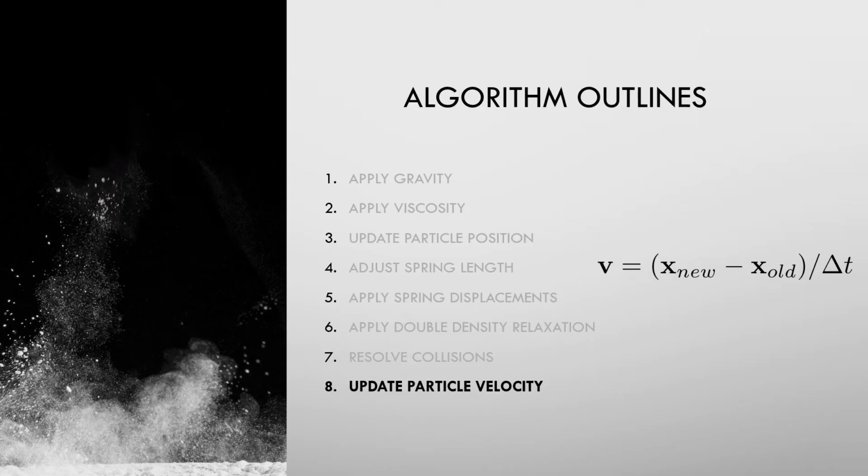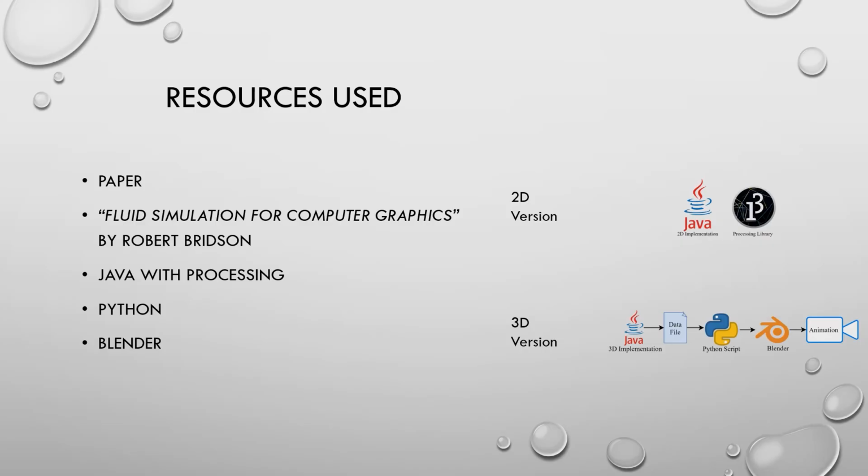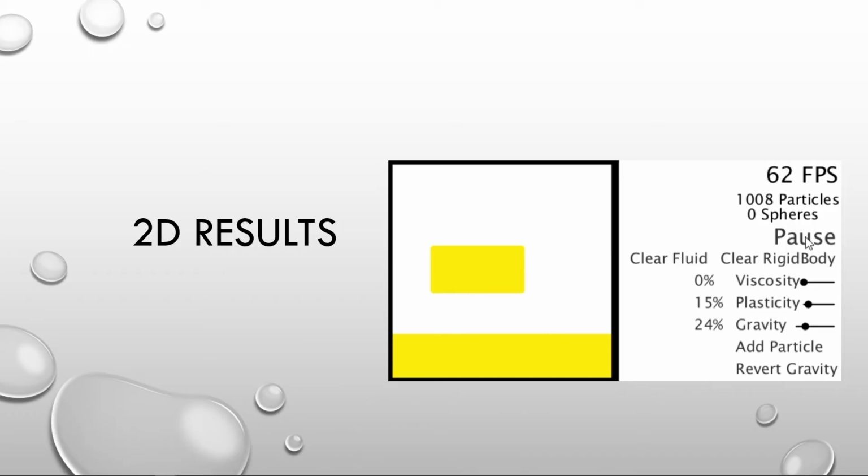In this project, I implemented the 2D and the 3D versions of fluid simulation based on this paper. I also referred to the awesome book Fluid Simulation for Computer Graphics written by Robert Bridson. The 2D version is written in Java with the Processing library, which provides convenient methods for drawing GUI. The 3D version extends on the 2D implementation. Instead of showing the GUI, the 3D implementation writes the positions of each particle for each frame into a file. The data is loaded to Blender using a Python script, and the animation is rendered and generated using Blender.